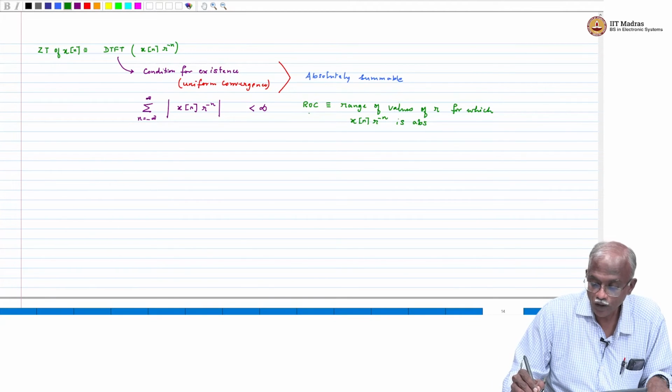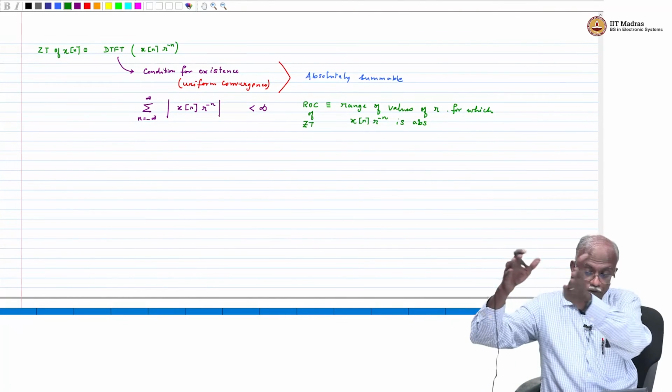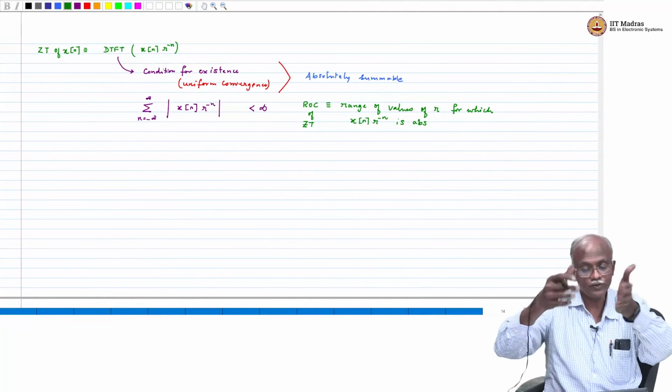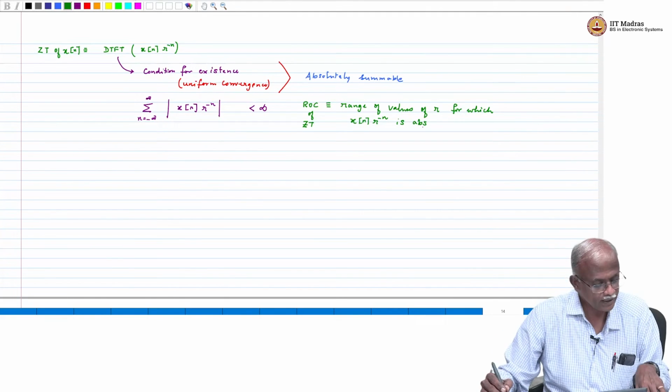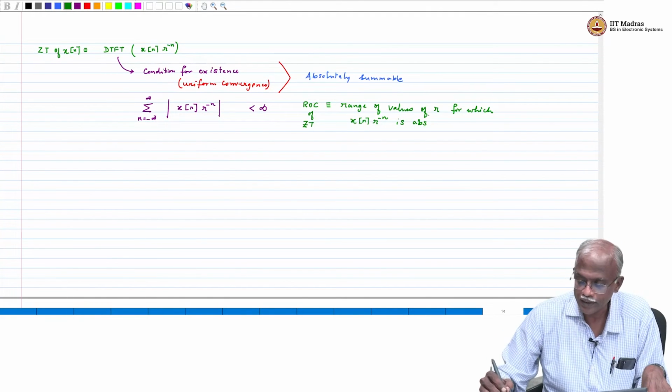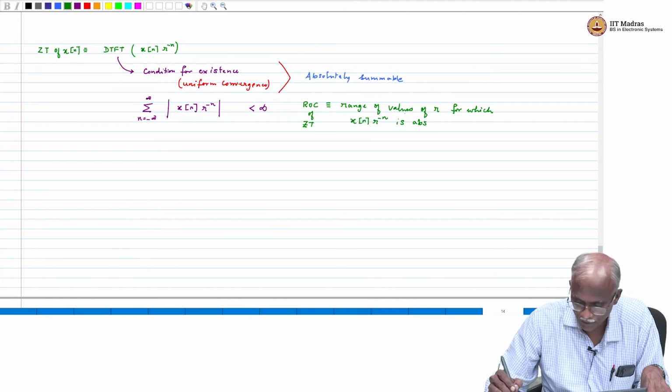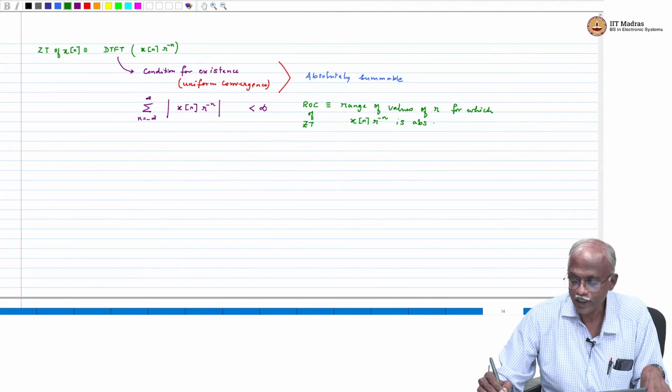The ROC of the Z transform is the range in which, since we have related it to the discrete time Fourier transform, and we know the condition for uniform convergence, the sequence x of n r power minus n is absolutely summable.